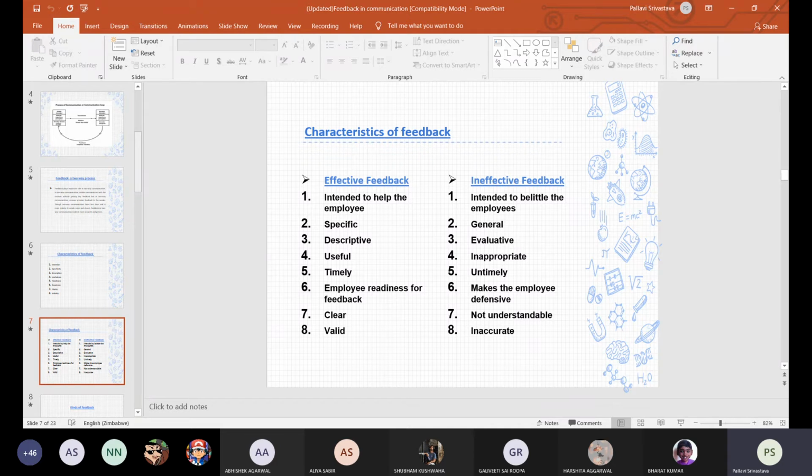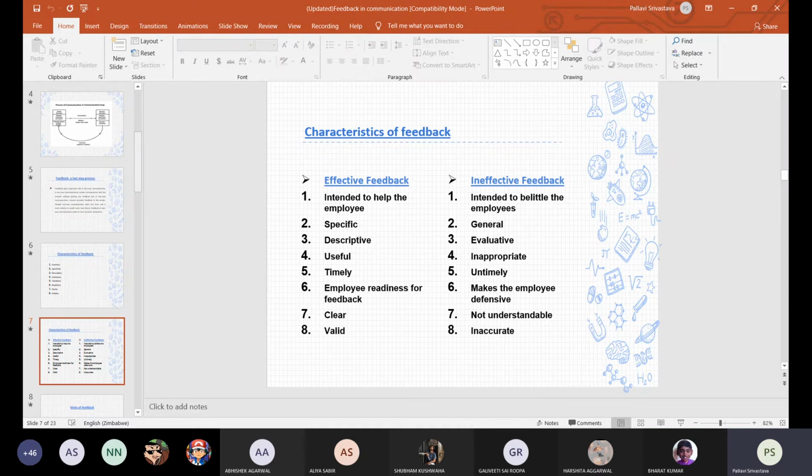If it is a good one, it will be descriptive: how they can use your suggestion, how they can improve their condition, rather than evaluative, saying that your performance is not good or you are a zero. So these kinds of things should not be done. It should be useful, not inappropriate, and timely, not untimely. The employee's readiness is important, and if he is not ready and you keep on making allegations, they will become defensive. They will try their level best to prove you wrong.